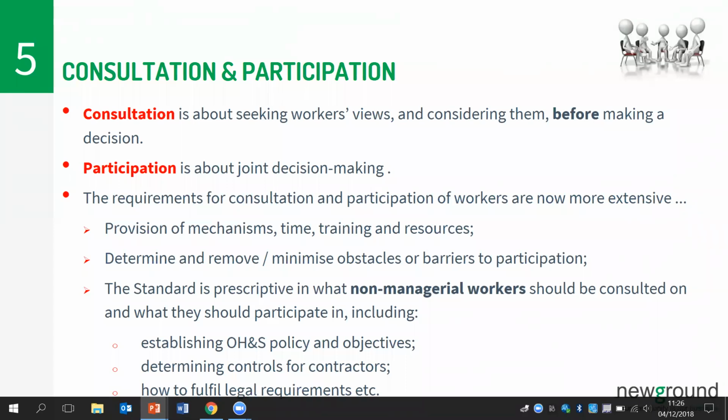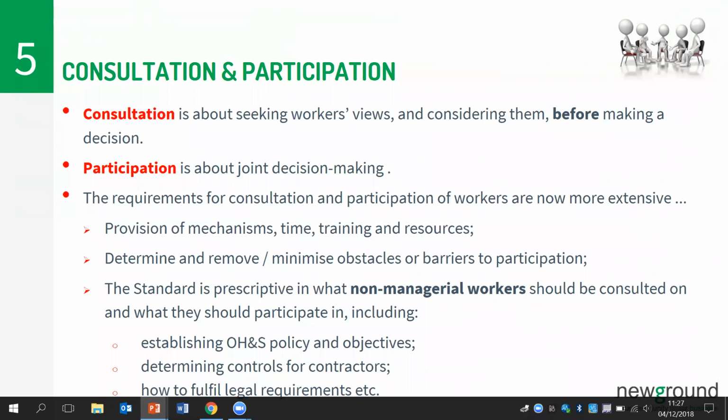The first important thing to note when we're looking at this are the definitions. So consultation is about seeking your workers' views and considering them before you make a decision. So this doesn't mean that you need to act necessarily on their views, but you must obtain them before you make a decision. Participation is about joint decision making, for example, jointly assessing risks or jointly agreeing actions.